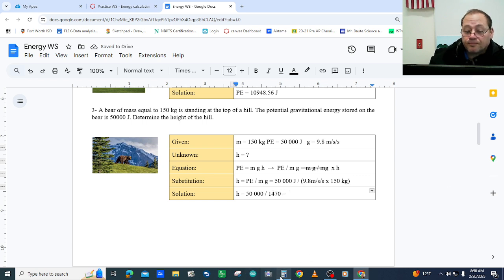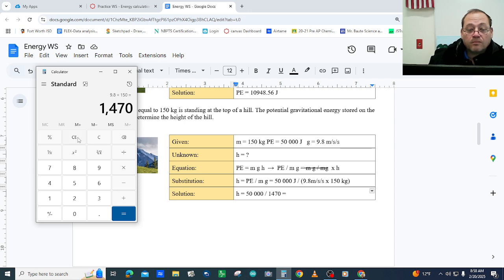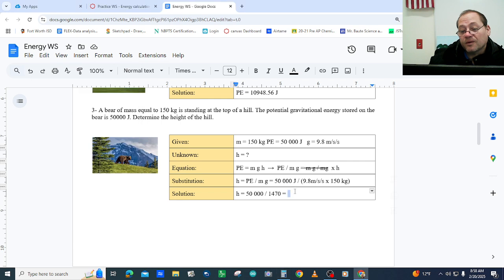Okay, so let's do it. So it's 50,000 divided by 1,170, and we get 34.0136. We can round it to 34. So this is 34 meters. That's how high the hill is. And we're done. All right.